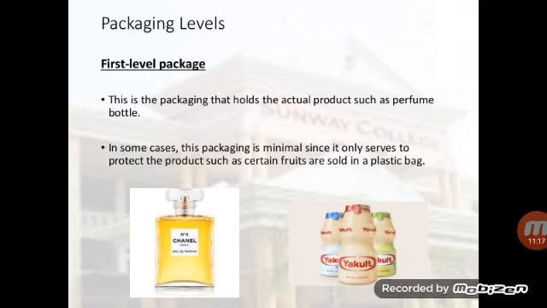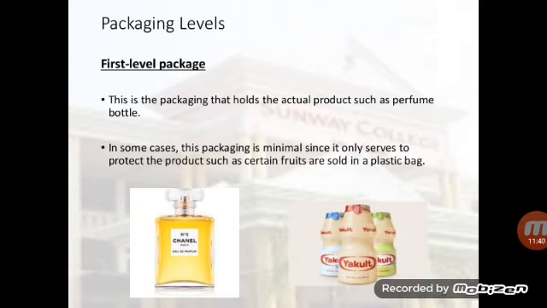So this bottle could be a glass bottle or a plastic bottle. Okay, so it works to hold and protect the product. So that is the first importance of the first level packaging.